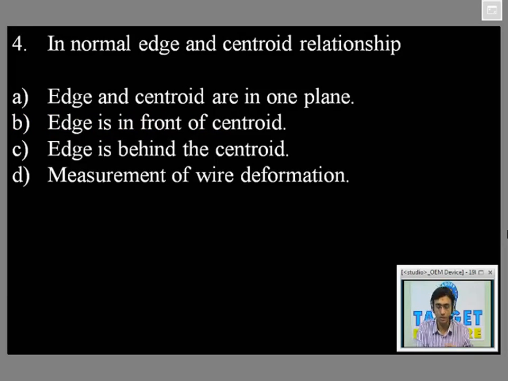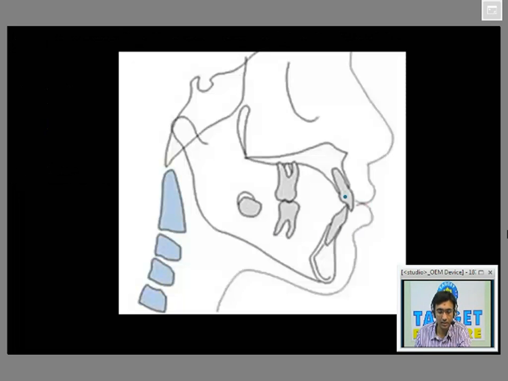Now, this is also a popular question, the normal edge and centroid relationship. Now first, let us understand what is edge and centroid. Johnson and Tully, with respect to retention, had given this concept of edge and centroid. What is edge? Edge is the incisal edge of the lower incisors. Centroid is the geometric center of the upper central incisor. It can be only visualized in lateral cephalogram.